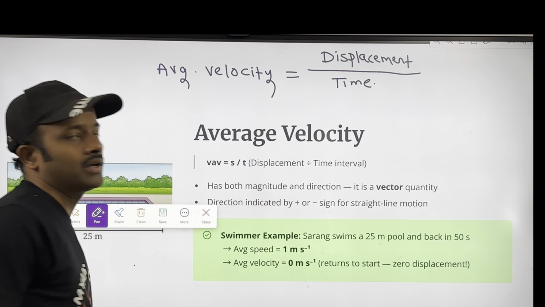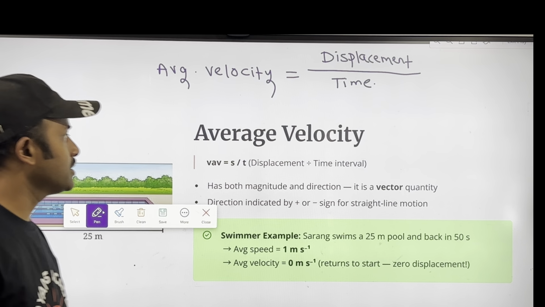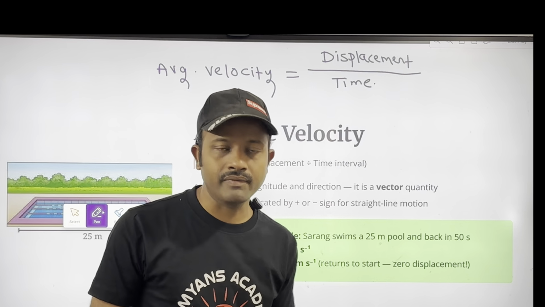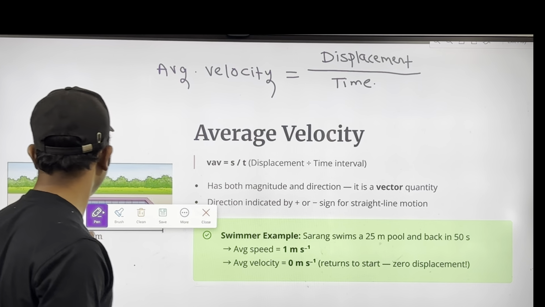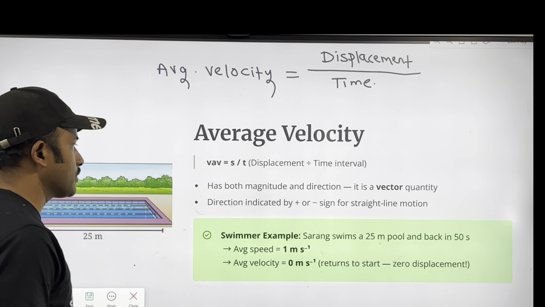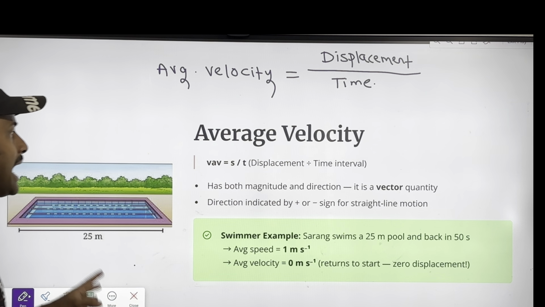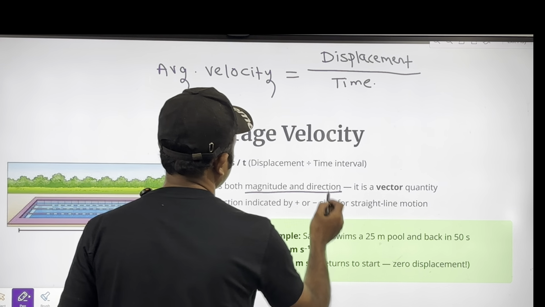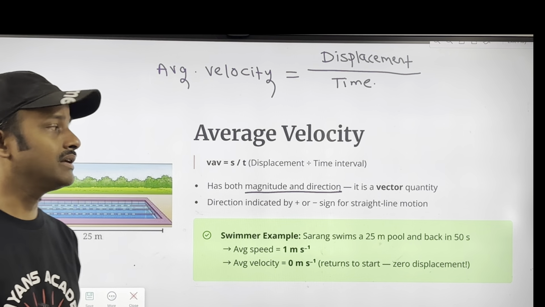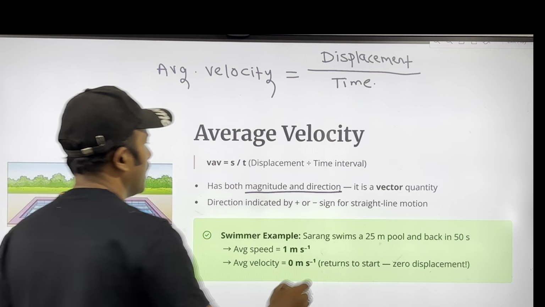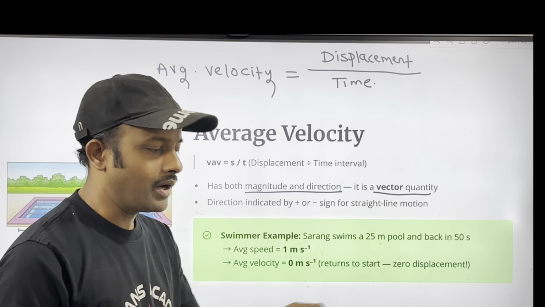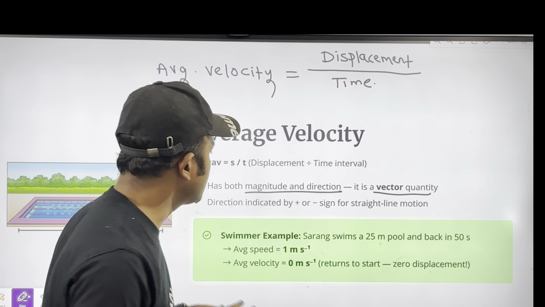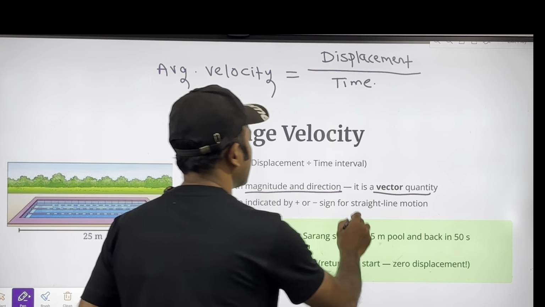Whenever you consider velocity, you have to consider displacement. Displacement is a vector quantity and velocity is also a vector quantity. A vector quantity has both magnitude and direction. While moving in the right side direction, you have to consider the positive sign, and while moving in the left side direction, you have to consider the negative sign in straight line motion.